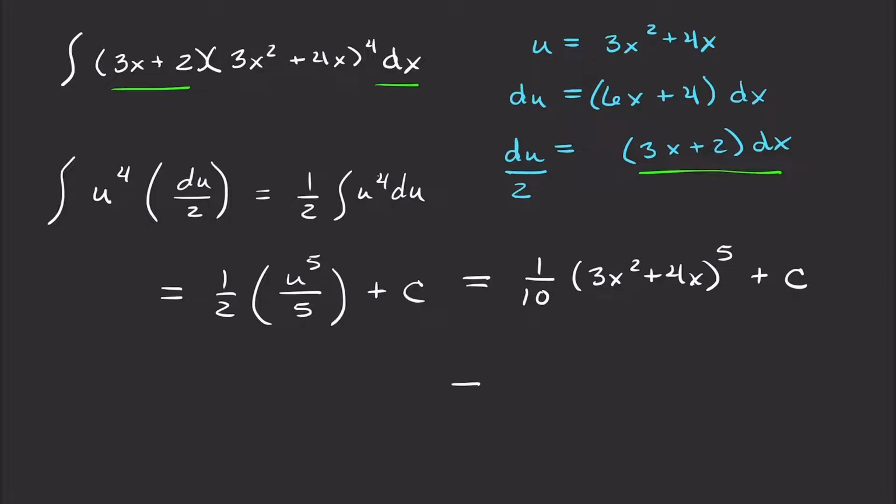And then if you wanted, you could simplify this even more. Like we did in the first problem, you could factor out an x from both terms in parentheses, and you would do it 5 times. So you could write this as x to the 5th times (3x plus 4) all to the 5th, all over 10. And that would be another way of writing this.